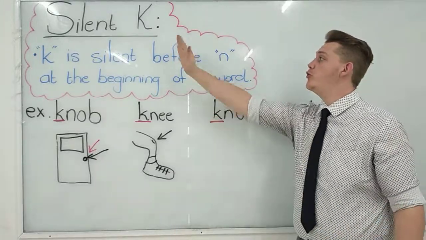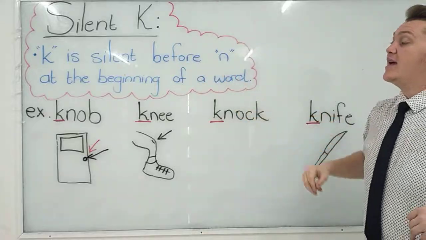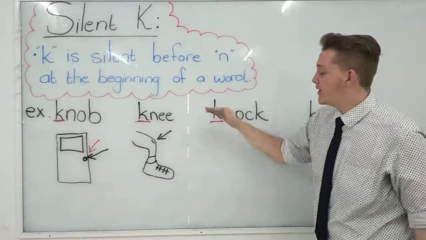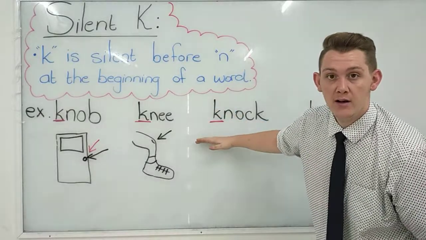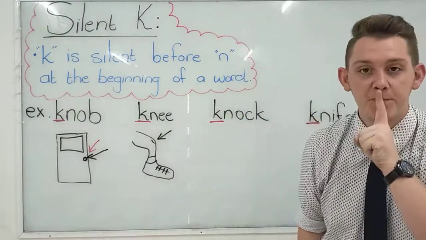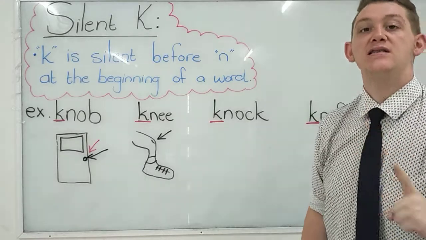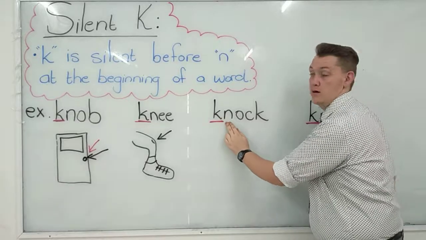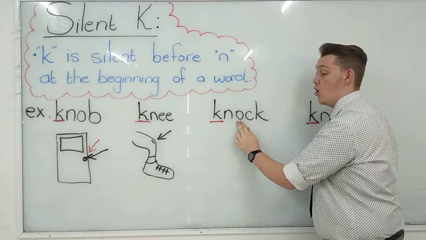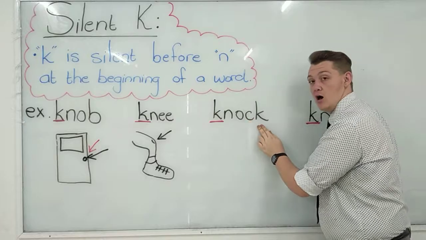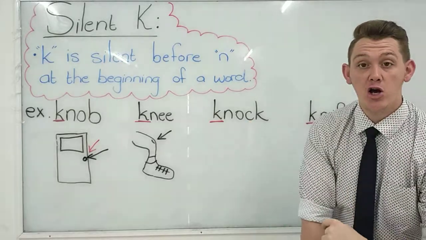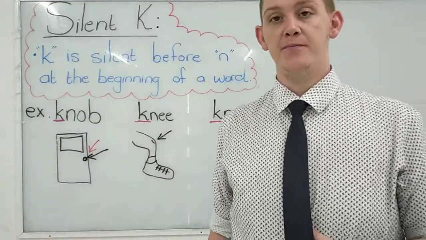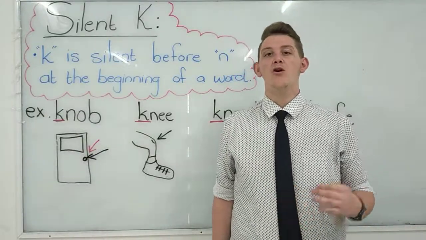All right. Then our next word. Again, remember the rule of silent K. If it has a letter N next to the letter K in the beginning of the word, the K is silent. So, silent K, N, O, K, knock. I want everybody to say knock. Knock.